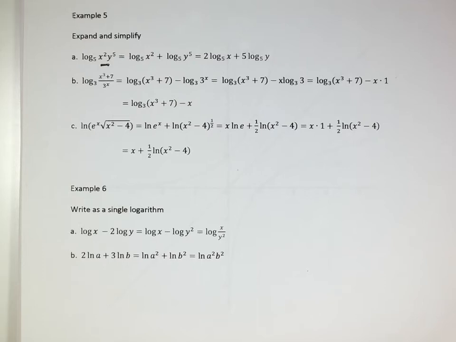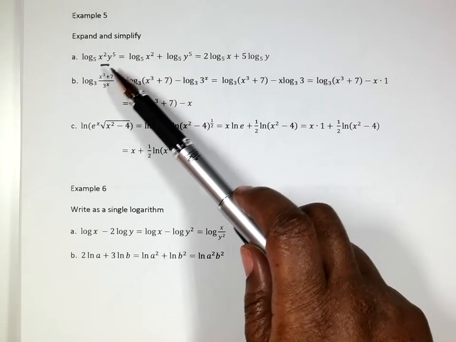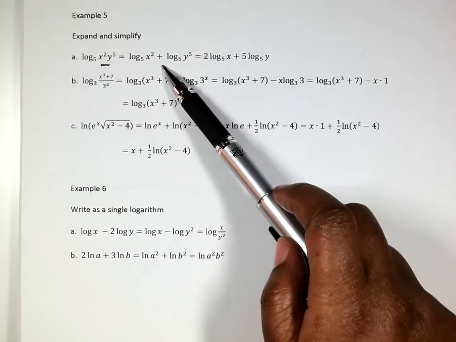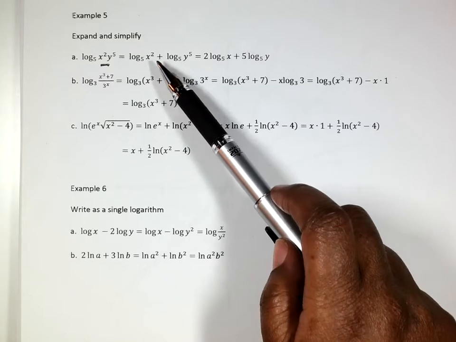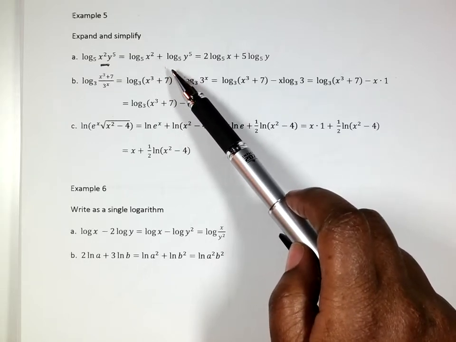For example 5, we are using the rules of logarithms to expand and simplify. My first one, log base 5 of x squared y to the 5th. This multiplication, when you expand it, becomes an addition. So log base 5 of x squared plus log base 5 of y to the 5th.